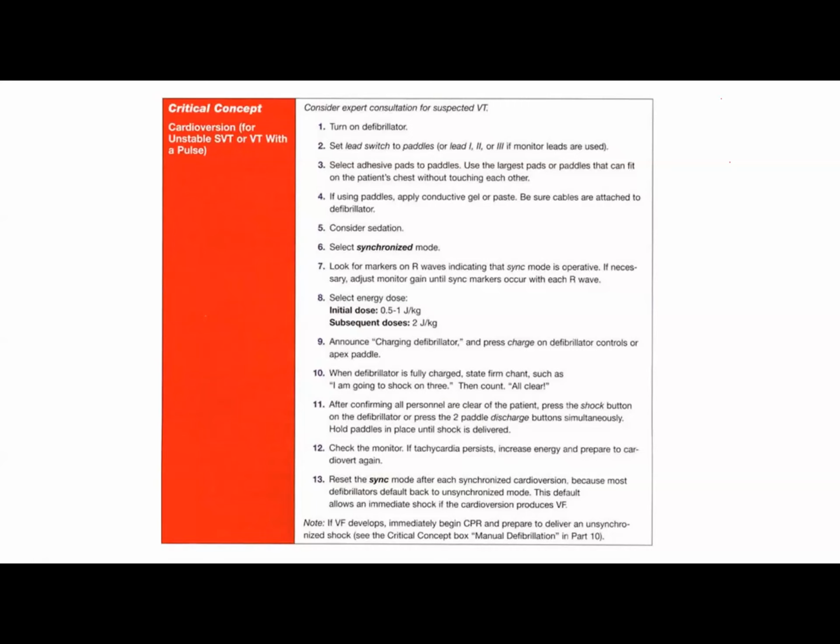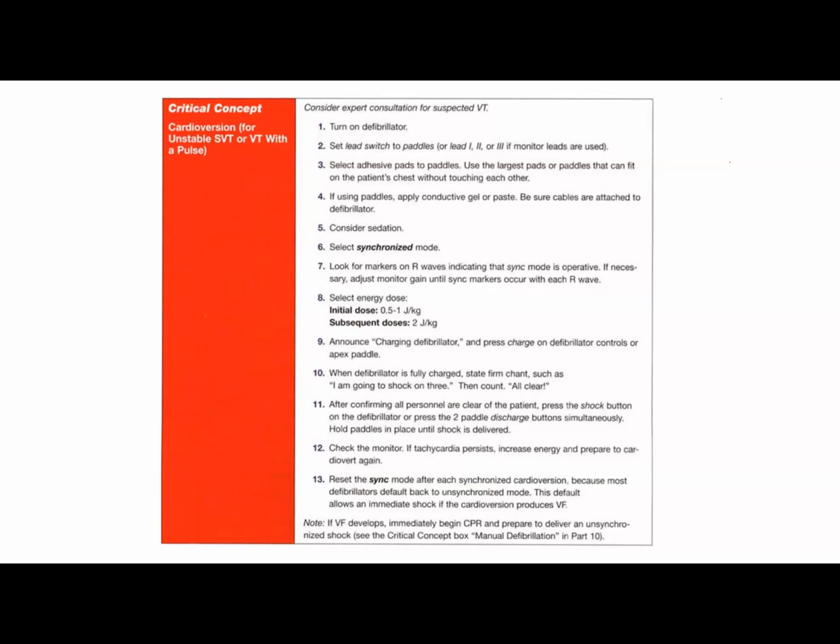And when you deliver the shock, you have to announce that you're charging the defibrillator and that you're going to give a count of 3. So you say, I'm going to shock them, and you count 1, 2, 3, I clear, you clear, all clear. This is from your pulse. And everybody should be clear of the table, all the oxygen attachment should be disconnected, and the shock has to be delivered.